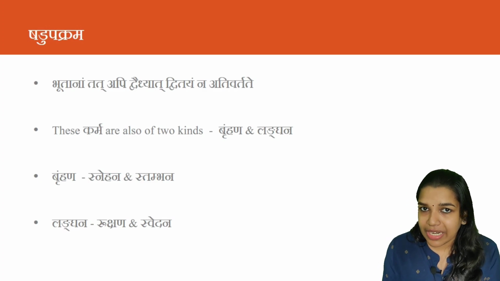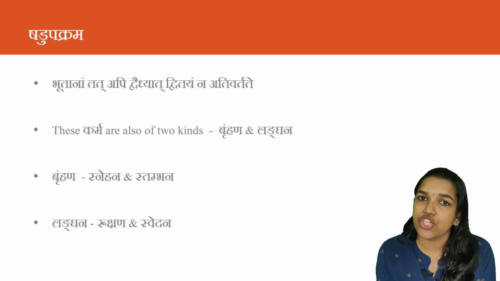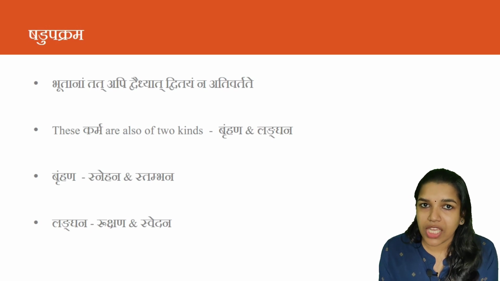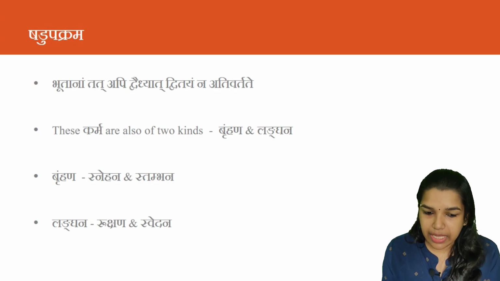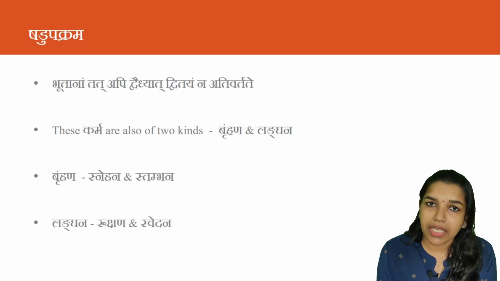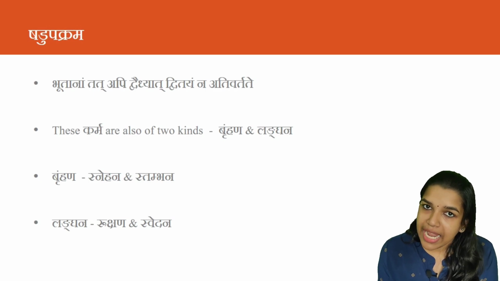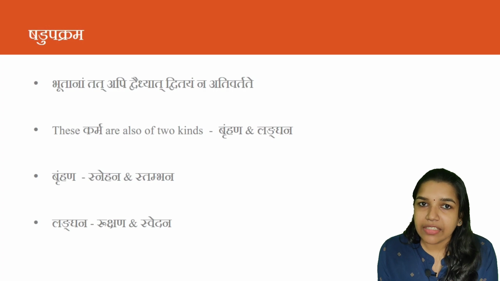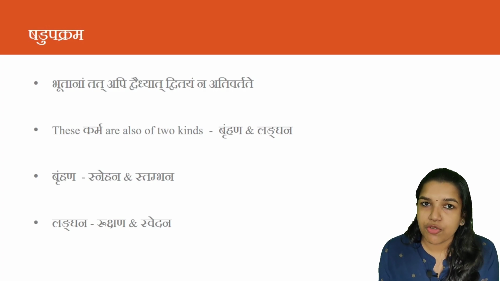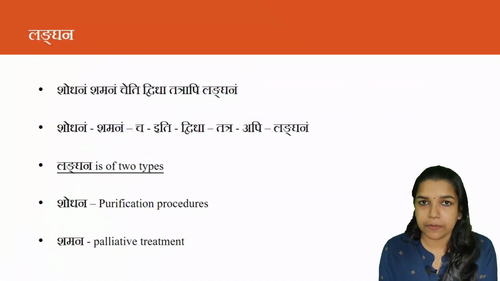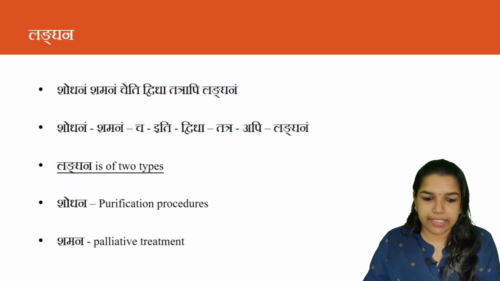So the Shatupakramas mentioned are Snehana, Rukshana, Stambana, Svedana, Brahmana and Langhana. We can consider these in 2 types of management, Brahmana and Langhana. Snehana and Stambana are considered Brahmana itself, and Rukshana and Svedana are Langhana itself. This is why this chapter is called Dvividhopakrama, and next is the detailed description of Brahmana and Langhana, moving with the properties of Langhana.